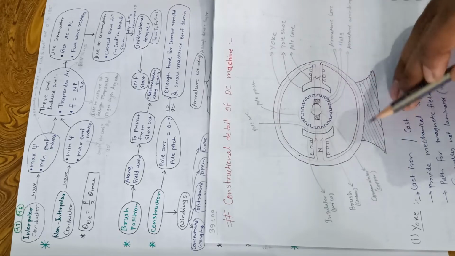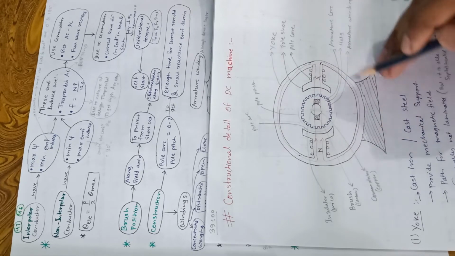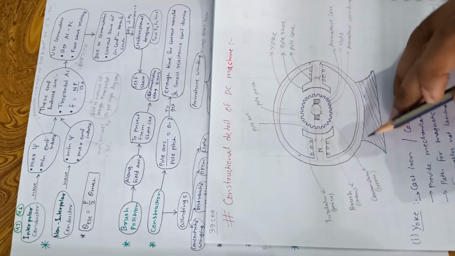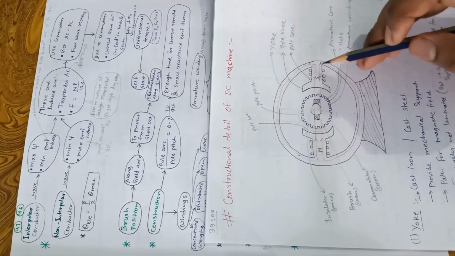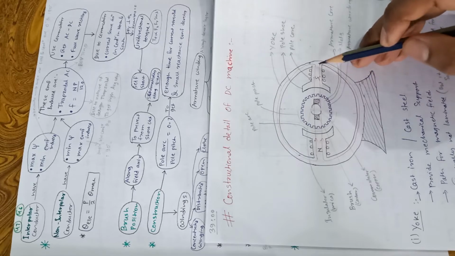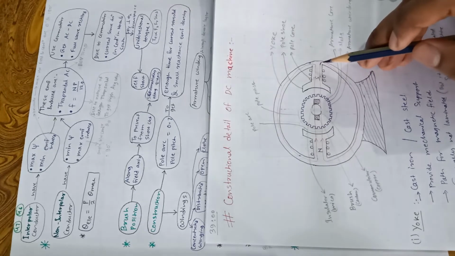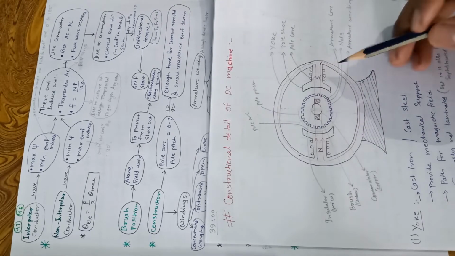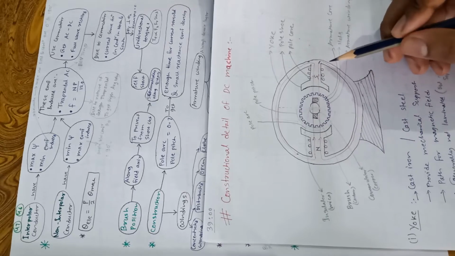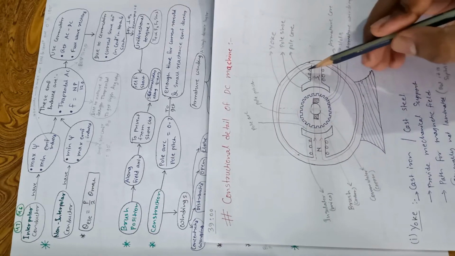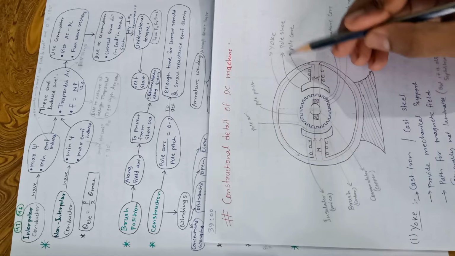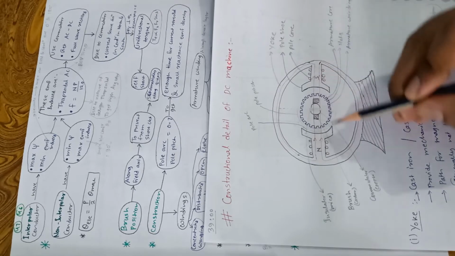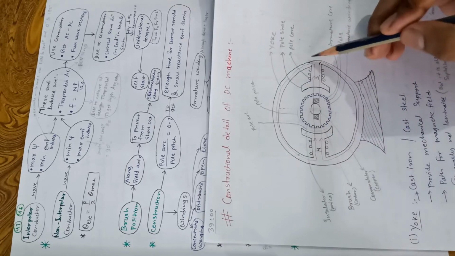Generally this yoke part is not laminated, okay, because this does not work on AC. Only DC is given, so it will work only on DC, okay. For more sophisticated machines, this is also laminated, okay. So this one is the yoke, this one is the pole shoe, and this one is the pole core, okay. From here the field flux is induced, okay.